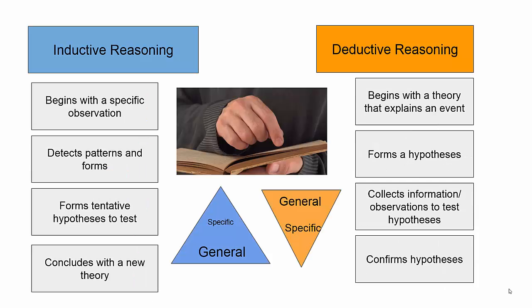Let's look specifically today at inductive and deductive reasoning. In inductive reasoning, you start from a very specific idea and move to general. For example, you begin with a specific observation, detect patterns, form a tentative hypothesis to test, and conclude with a new theory. Deductive reasoning is the opposite. In this case, you begin with a theory that explains an event. You form a hypothesis. Then you collect the data, information, and observations to test the hypothesis that will confirm it. So in one case, you go specific to general, the other general to specific.